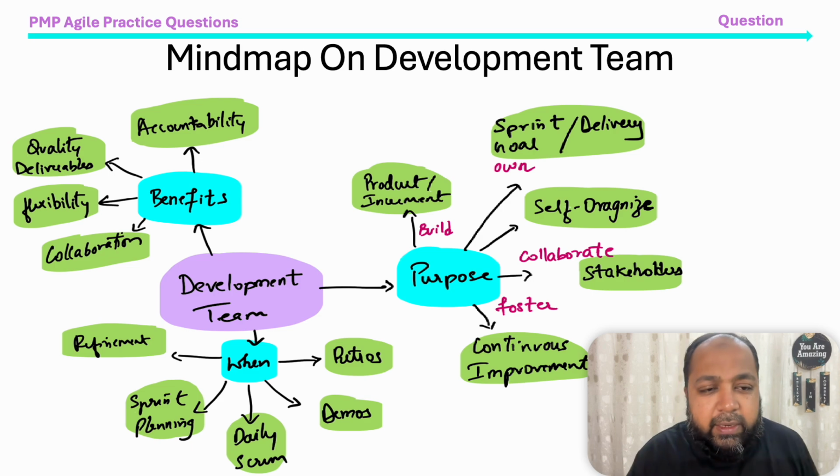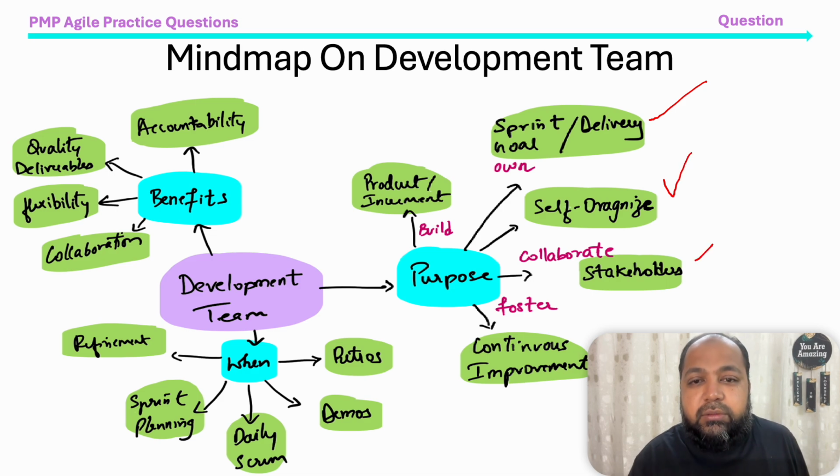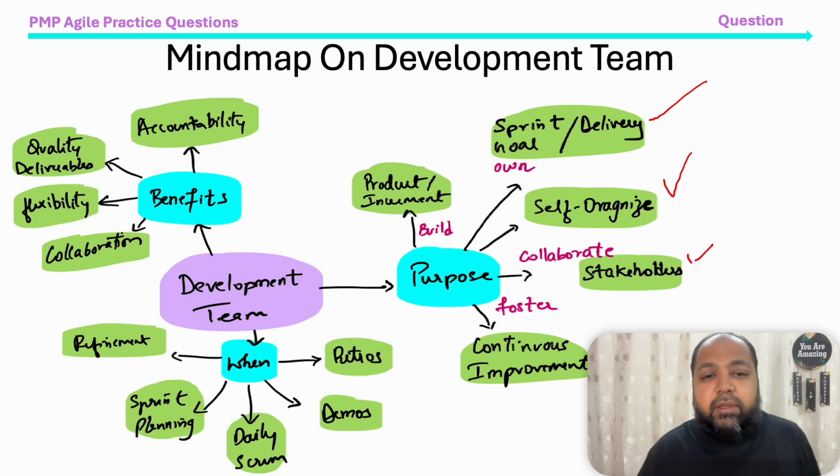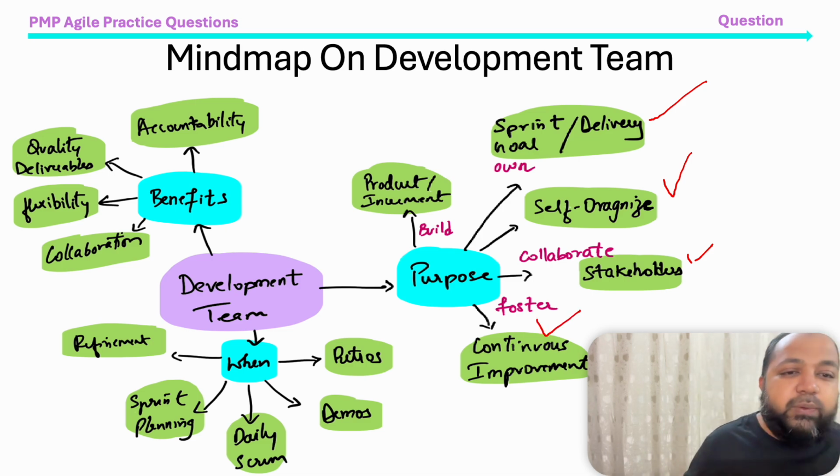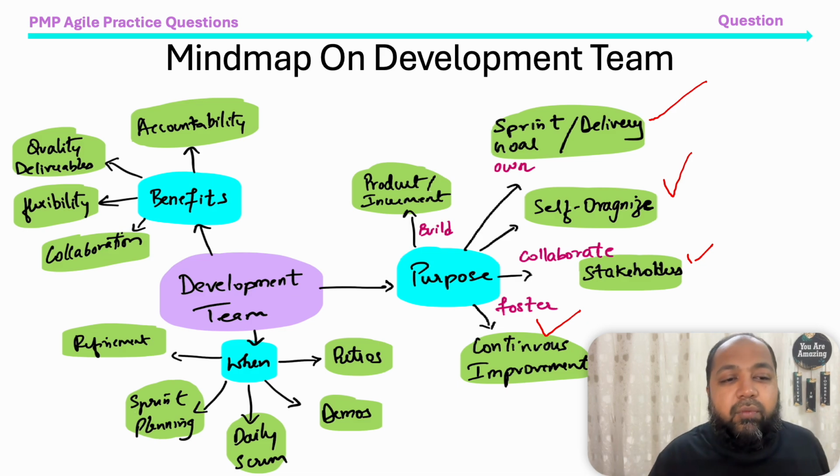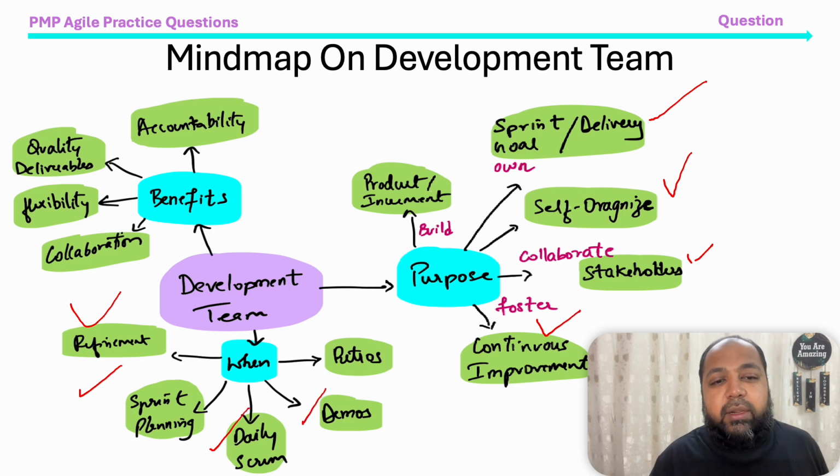So, development team, what is the purpose of this team? To build the product increment. They own the sprint delivery goal. They are self-organizing. They collaborate with the stakeholders across the team. They foster continuous improvement of the product and also their own improvement as well. A development team, when are they involved? During the product backlog refinement, sprint planning, daily Scrum, all the Scrum events, demos, retrospectives, they are available.